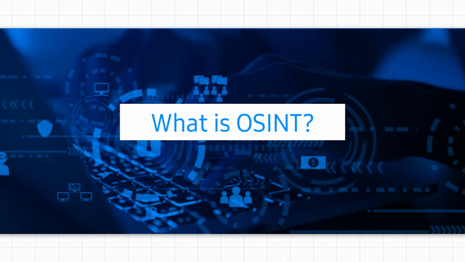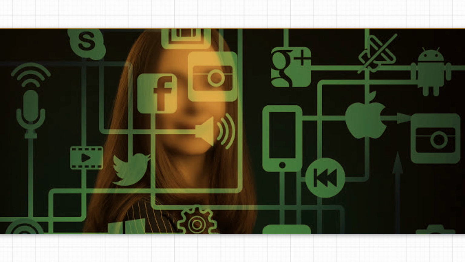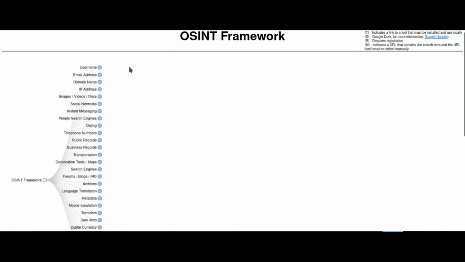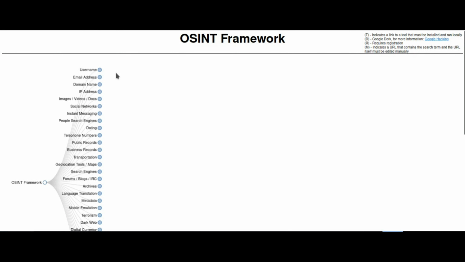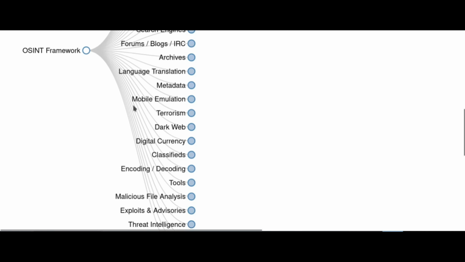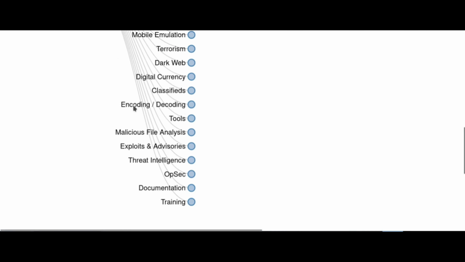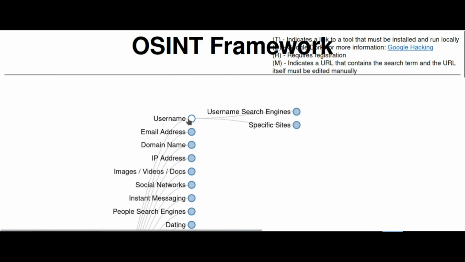OSINT stands for Open Source Intelligence, and it's the process of gathering information from public sources. The OSINT Framework website is a great resource for anyone who wants to learn more about OSINT or who needs to gather information from public sources. This website is a free resource that lists a variety of tools and resources for gathering open source intelligence.